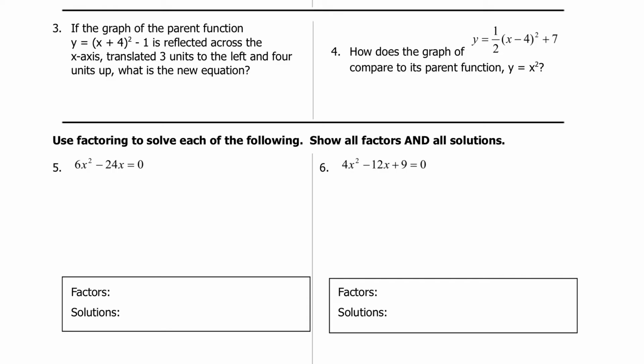If the graph of the parent function y equals (x + 4) squared minus 1 is reflected across the x-axis, translated 3 units to the left and 4 units up, what's the new equation? So when it's reflected across the x-axis, remember that's going to put a negative out front. If it's translated 3 units to the left, remember that lies to you, so you're going to add 3 on the inside. And then 4 units up would be adding 4 to this last number. So the new equation would be y equals negative (x + 7) squared, and then plus 3.